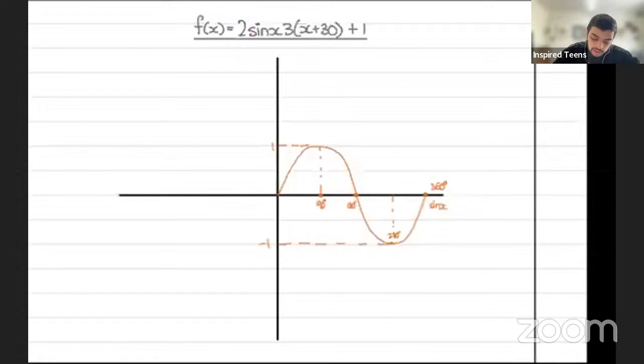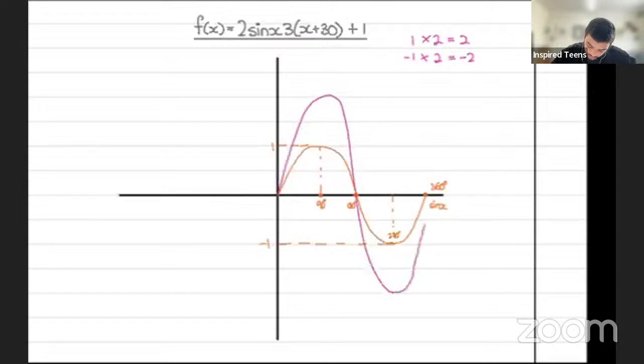So now we're going to draw 2 sin x. So remember the number in front of sin x, what it does is you take the old maximum, which is 1, and the old minimum, and you multiply it by that number. Here we're going to get 2, and here we're going to get -2. So the first change is that we're going to make it 2 sin x. So now in this case, the maximum is 2 and the minimum is -2.